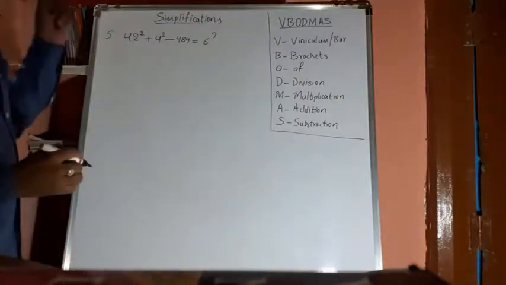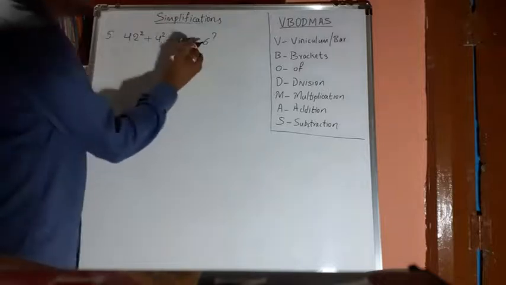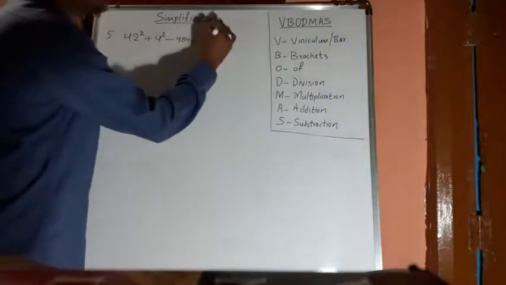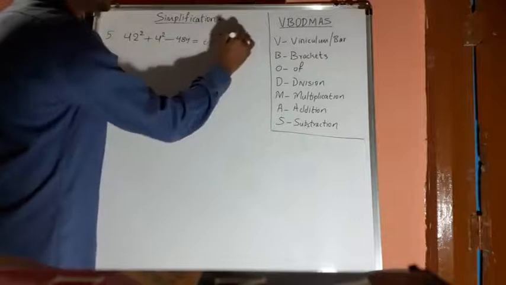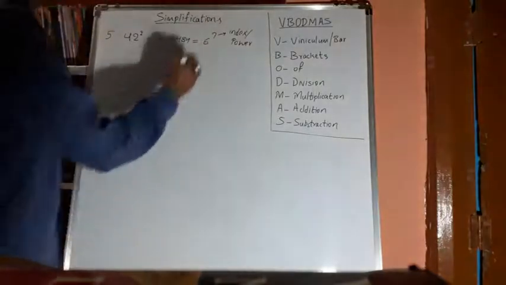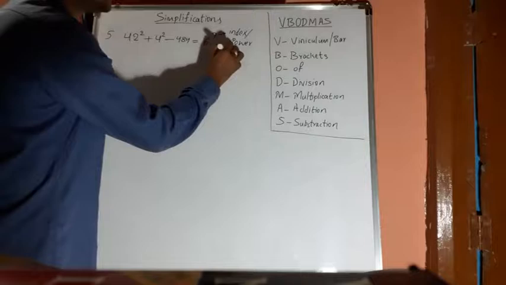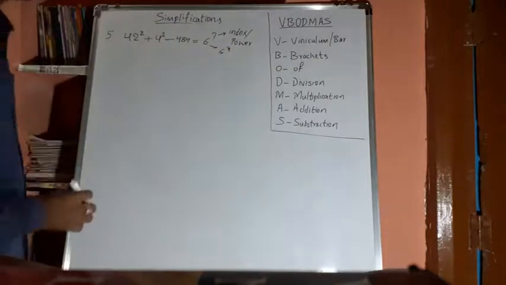Okay, so this is somewhat interesting, friends. See what he is asking. He is asking us to find 6 raised to question mark. So he is asking us the index term, or the power term. So I can write this as 6 raised to x, right? Because I don't know this power term.